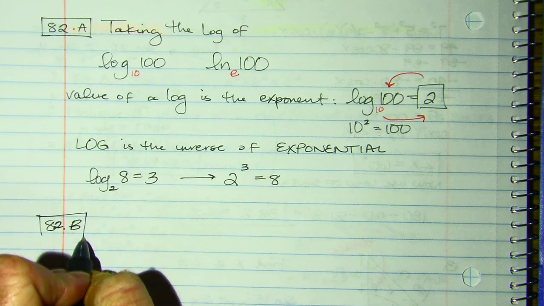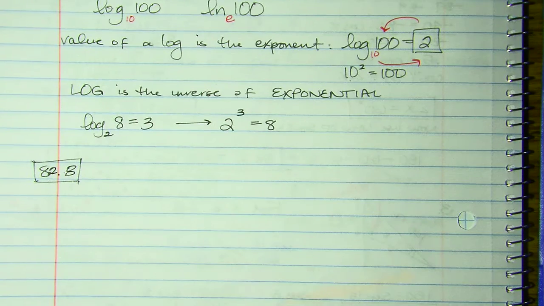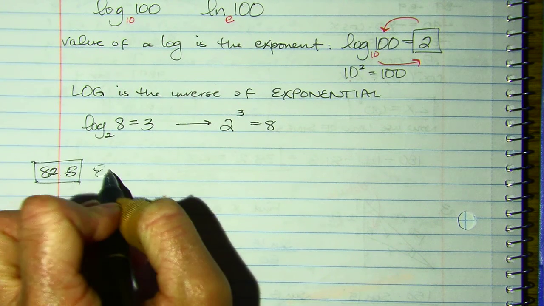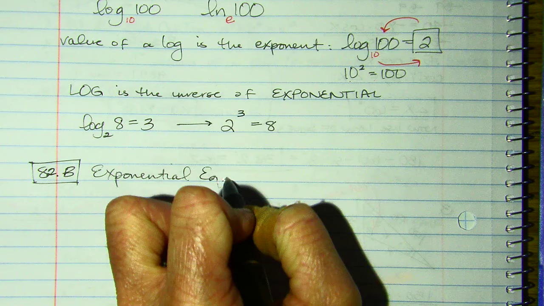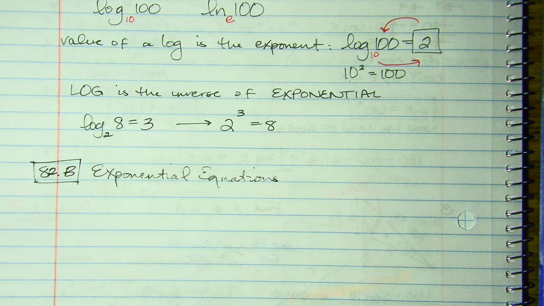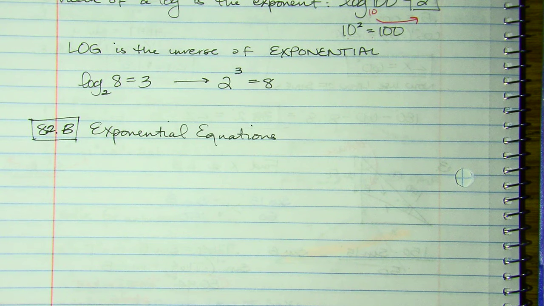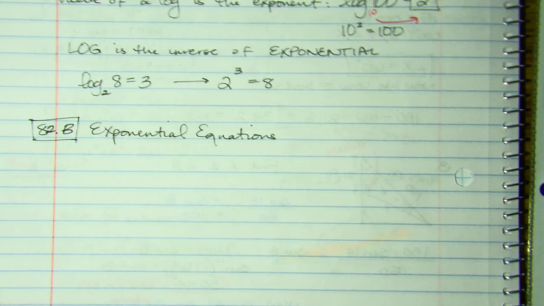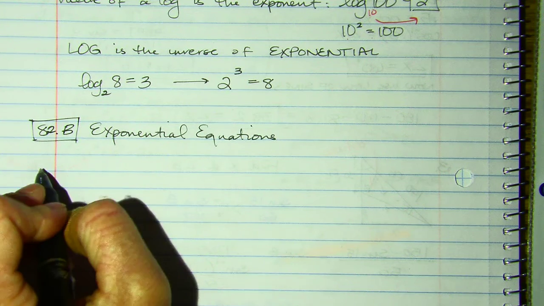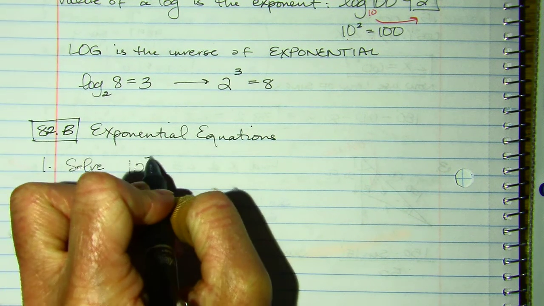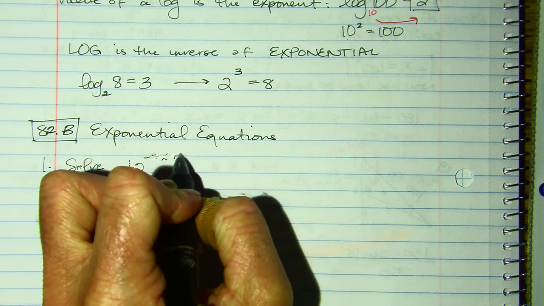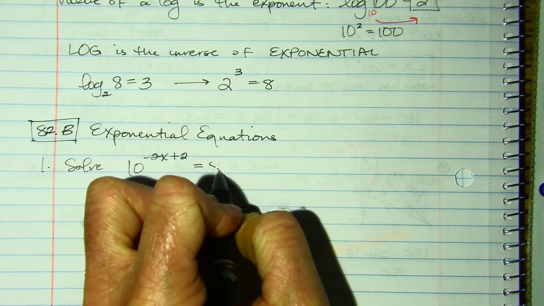82.b covers how to solve these exponential equations. And exponential equations are where your exponent is x or y or is the letter. And we're going to solve it by writing it in log form. So we're just going to jump right in. So if I want to solve 10 to the negative 2x plus 2 equals 8.